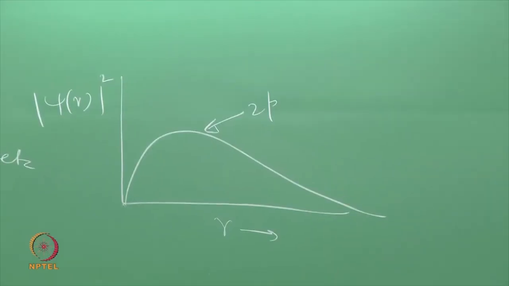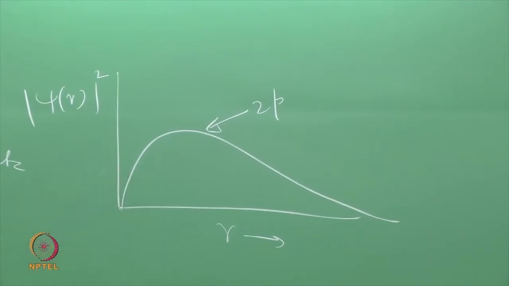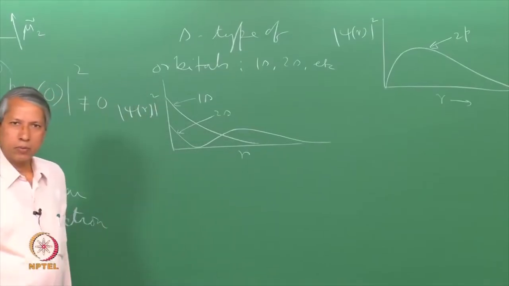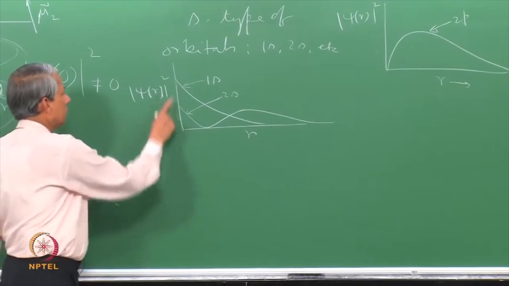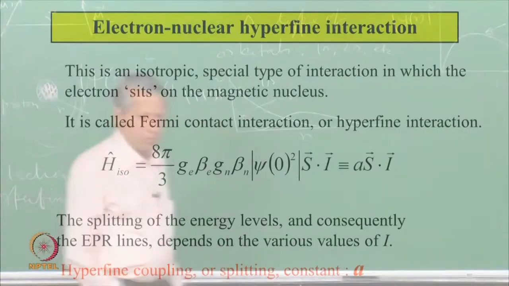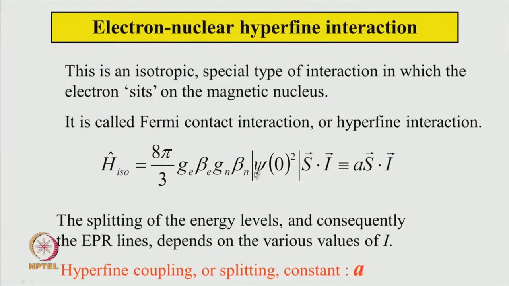So, for these sort of orbitals, there will not be any such electron nuclear hyperfine interaction, but for these orbitals it will be. So, for hydrogen atom this is of course the exact form, but for other systems, let us say free radical species, this will be the corresponding wave function of that electron which is producing the interaction, and the probability of finding that electron at the particular nuclear site has to be used here.